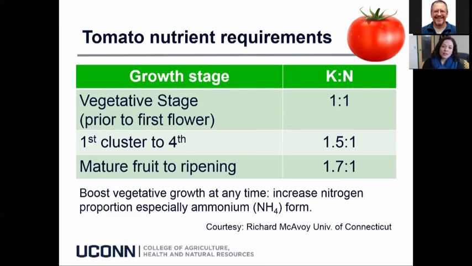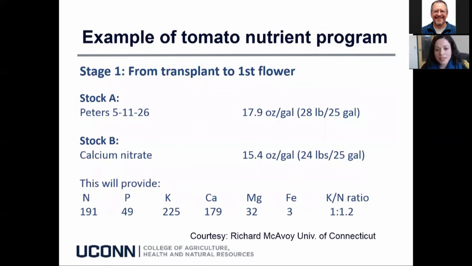And then when the plants are starting to mature, from fruit to ripening, going beyond the 4th cluster, you're going to increase that potassium level even more. At any time, if you think you don't have enough leaves, the trick is in increasing the nitrogen proportion, especially in the ammonium form. Again, ammonium is a good tool, but you can't overuse it. So the rule of thumb is you never want to apply more than 10% of your nitrogen in the form of ammonium. We're going to see some examples as well.